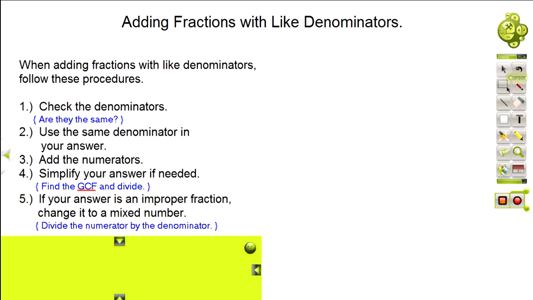Remember that when you're adding fractions with like denominators, all you need to do is check your denominators, use the same denominator in your answer, add the numerators, simplify your answer if needed, and then if your answer is an improper fraction, change it to a mixed number.